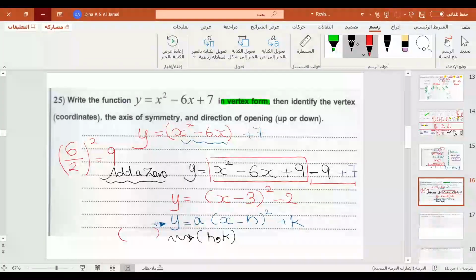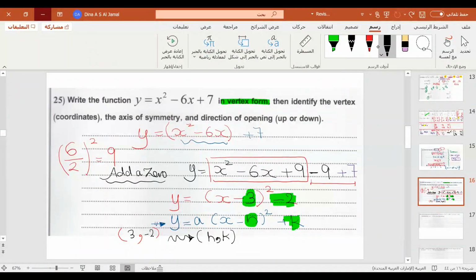And let's find it directly. Start comparing. Here it is your h and all of this your k. That means it is 3 and minus 2. And this is the vertex itself.